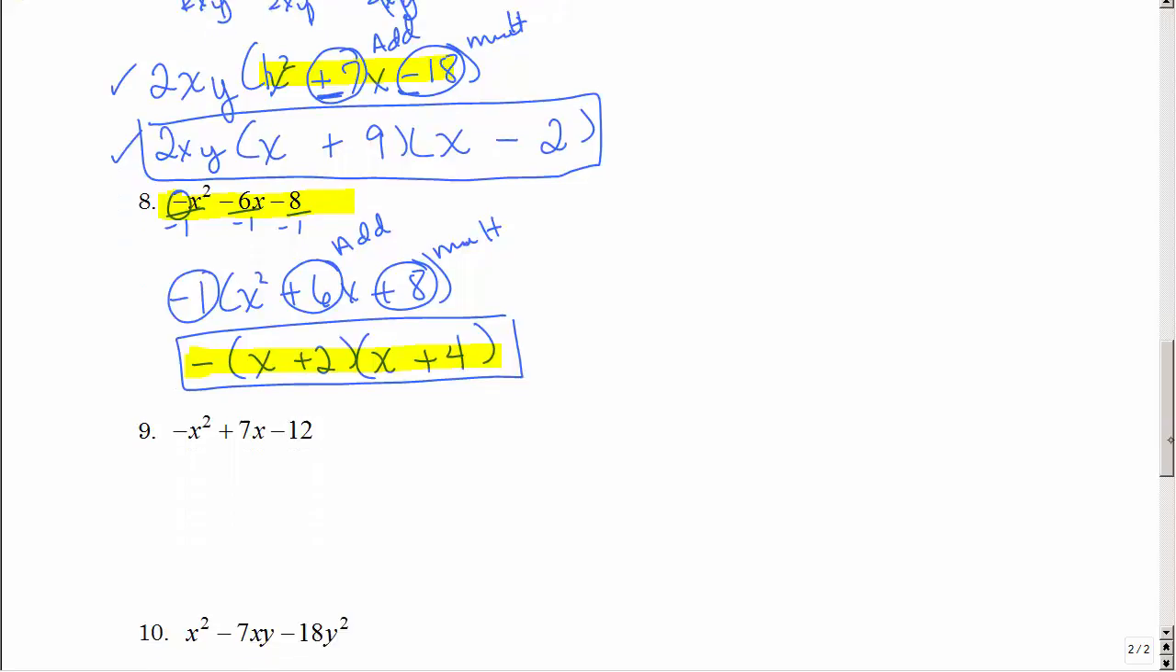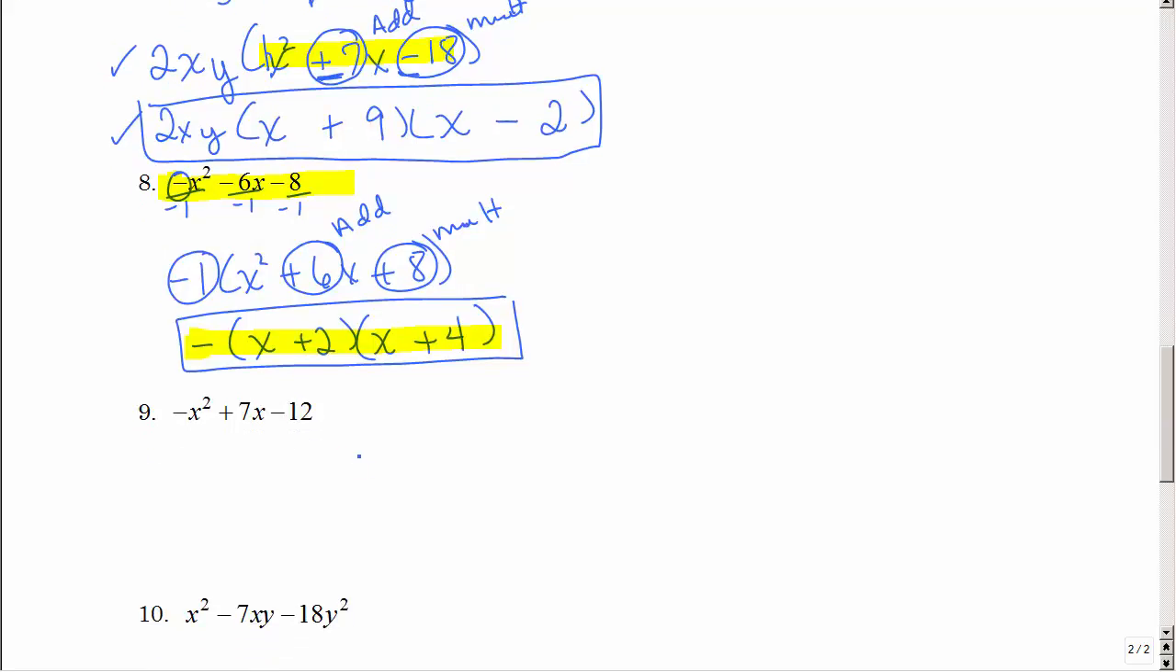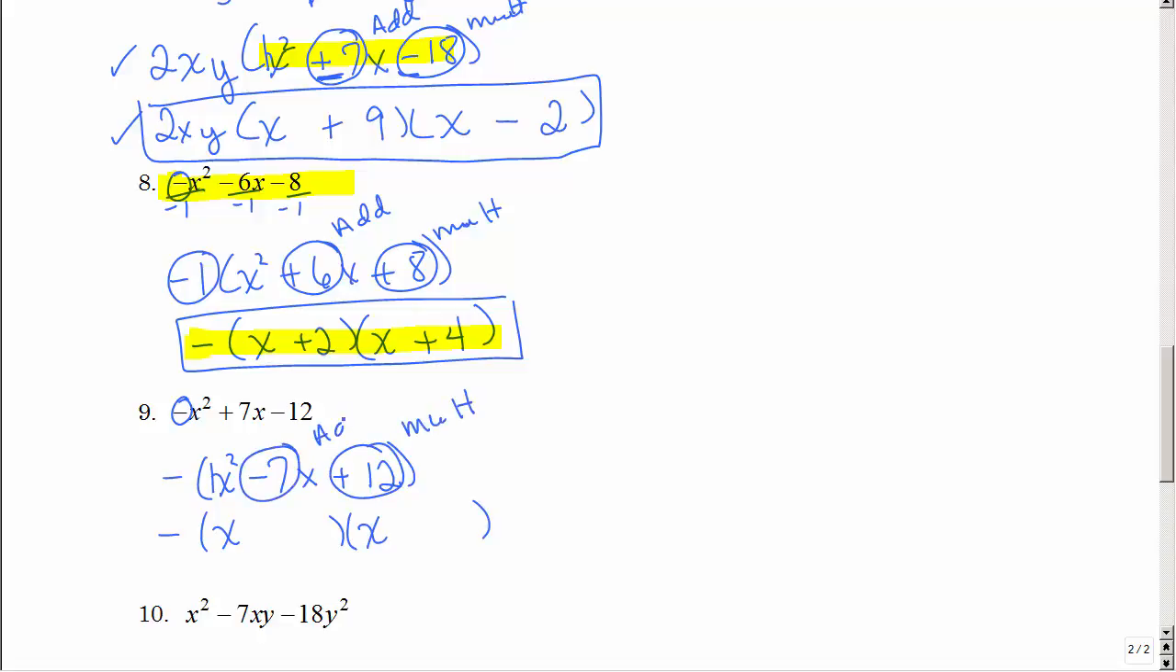I'm going to do the same thing on number 9. There's not really any other common factors except for that -1. So I'm going to factor out a -1 first, and that changes all the signs. If you divide everything by -1, it changes all the signs. Then I see a trinomial with the leading coefficient of +1. Is there something that multiplies to get +12 but adds to get a -7?